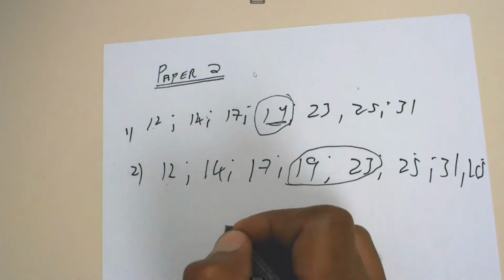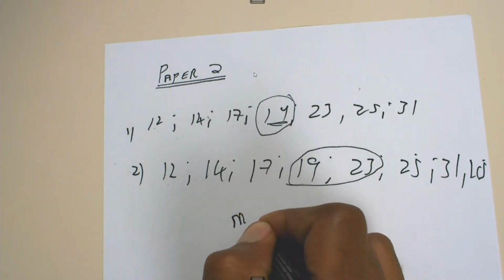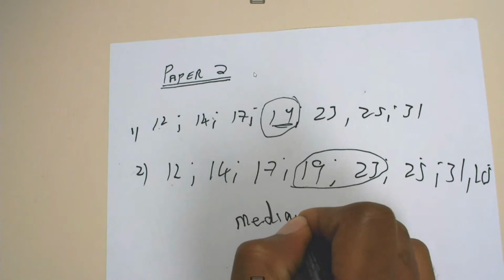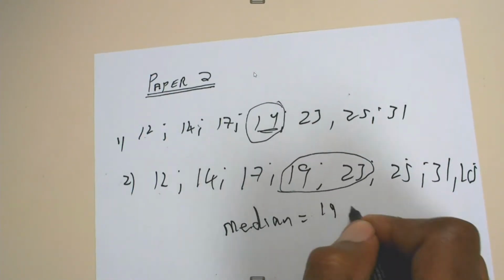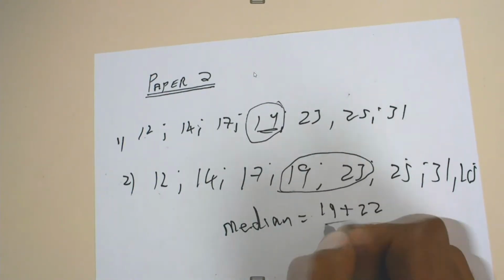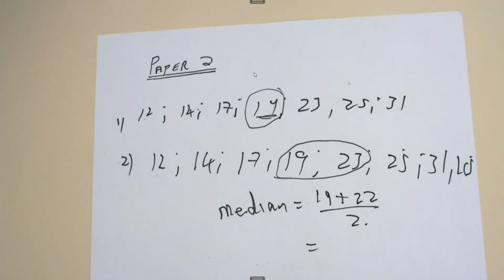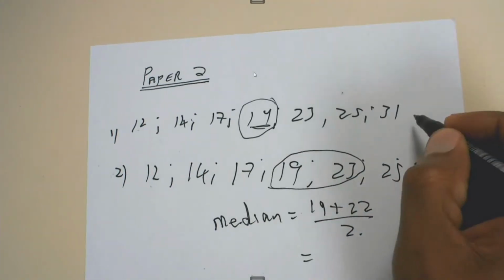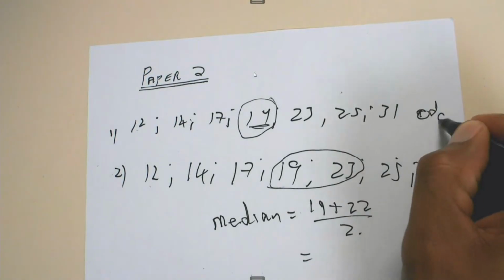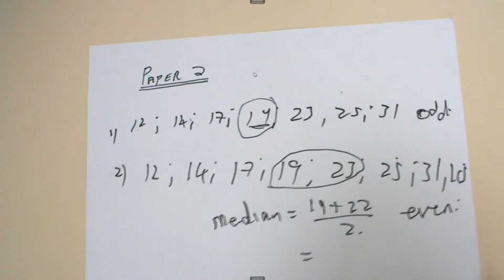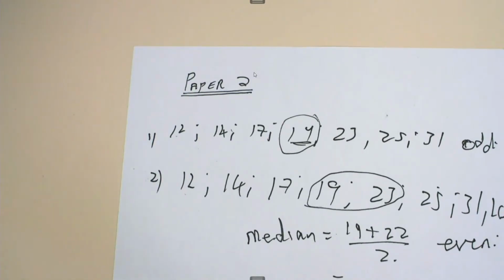Very, very important. It means in this case the median is equal to 19 plus 23, divided by 2. This will give us the Q2, or what you call the median. Please take note, with odd numbers it is very easy to work, but the challenge only comes when you talk about even numbers. Please take note of that.